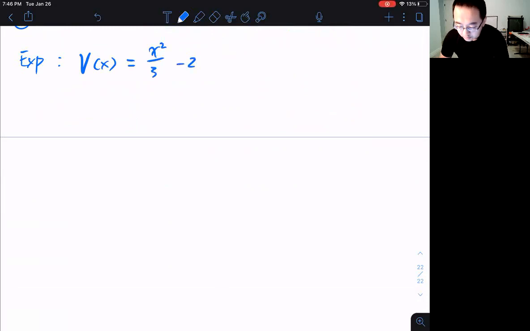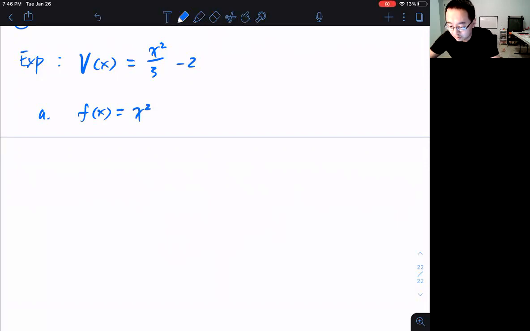So let's say you have a function where v of x equals x squared over 3 minus 2. And I'm asking you, determine the more basic function that has been shifted, reflected, stretched, or compressed by v of x. Well, hopefully the most basic function that v of x took and then manipulated would be f of x equals x squared. This is the base of v of x changing things.